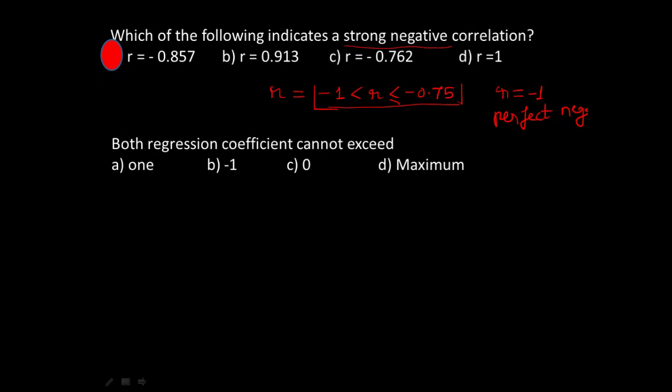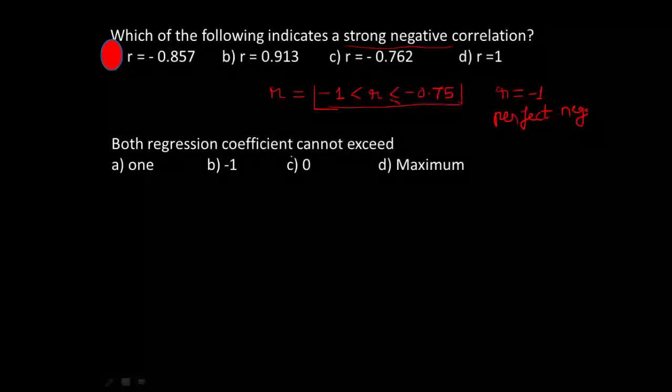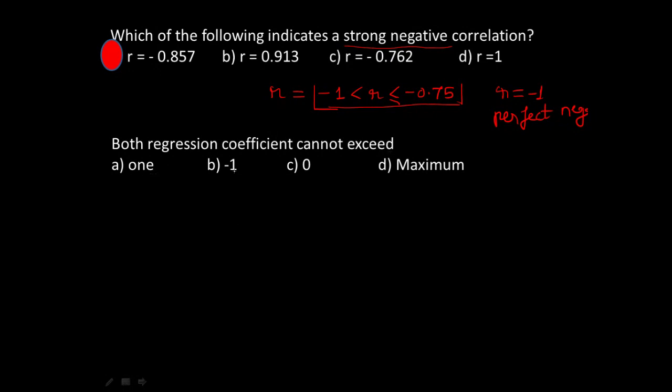Okay. So now the next question is, both regression coefficients cannot exceed what? Options given are 1, -1, 0, maximum. What is the correct answer for this? As per the property of regression coefficients, both cannot be greater than 1. Both cannot be greater than 1.